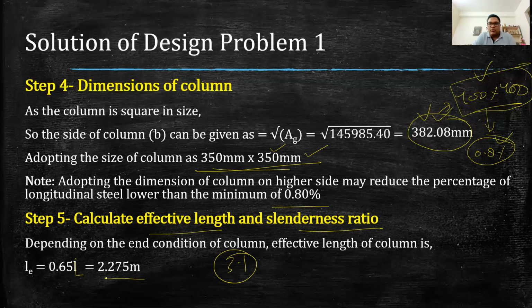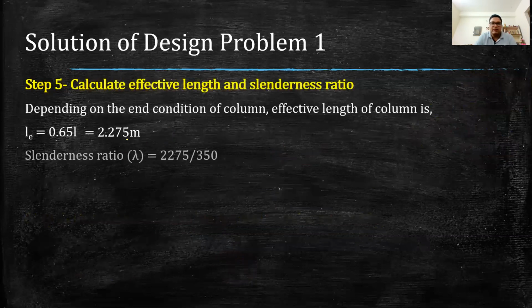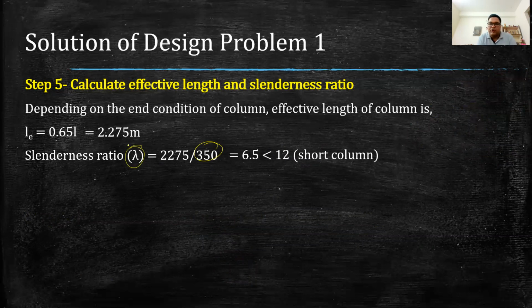Now, as you can see, this is a square column, so the least lateral dimension in this will be B. Dividing the effective length by the least lateral dimension, which is 350, we get the value of lambda as 6.5. As you can see, this 6.5 is less than 12, which means our column is a short column. Now we have identified that our column is a short column. It means we don't make any changes in that.